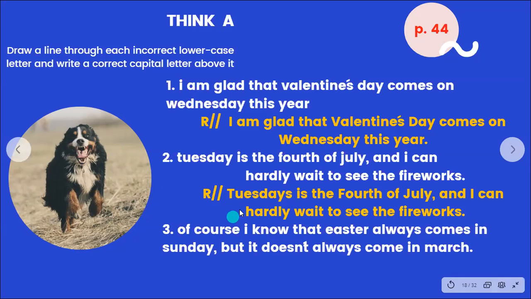Here we have capital T for Tuesday, capital F for 4th of July, because 4th of July is a special day. So we change it. Okay, very good. That is number 2. Okay, I'm going to help you with number 3 so we can move on a little bit faster. Of course, I know that Easter always comes on Sunday, but it doesn't always come in March.